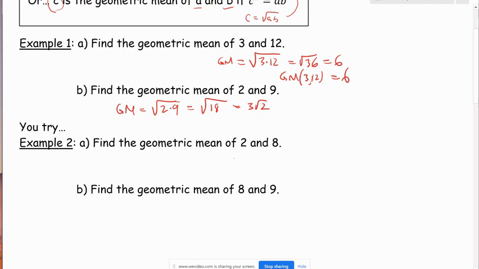Okay, so to find the geometric mean of 2 and 8, the geometric mean of 2 and 8 is the square root of 2 times 8. So that is the square root of 16, or 4. So our geometric mean is 4.